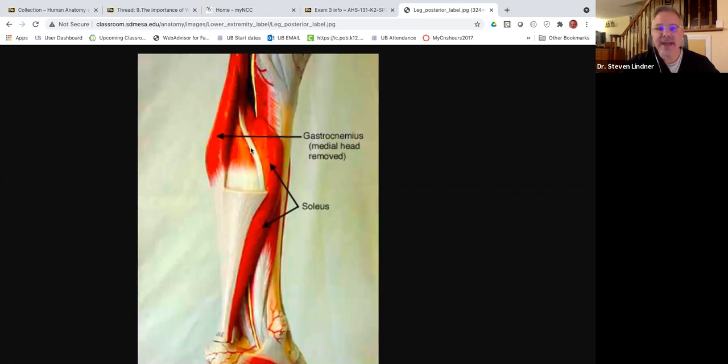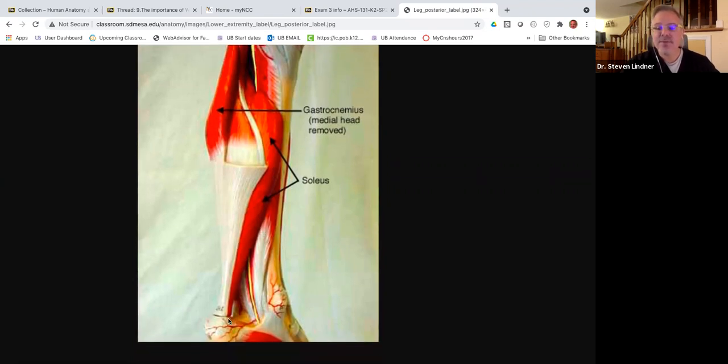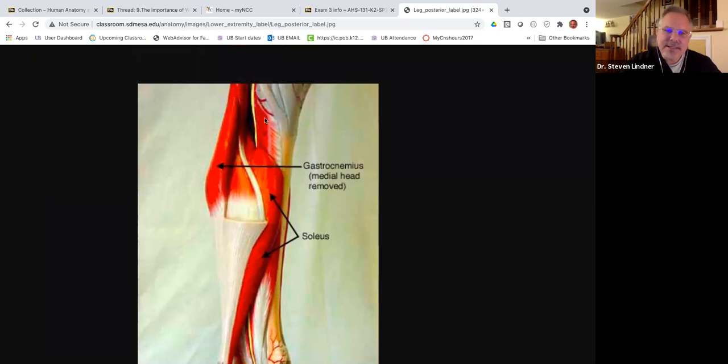So the plantaris, the gastrocnemius, and the soleus, all three of them are responsible for foot plantar flexion. There's this last muscle here that runs on this oblique angle, and it's called the popliteus. The popliteus is the key that unlocks the knee. The popliteus muscle is called the key that unlocks the knee.